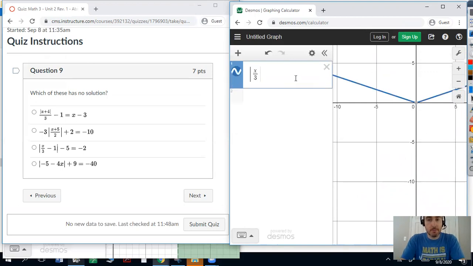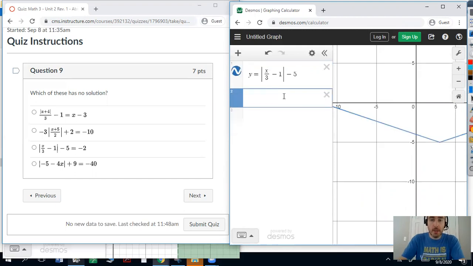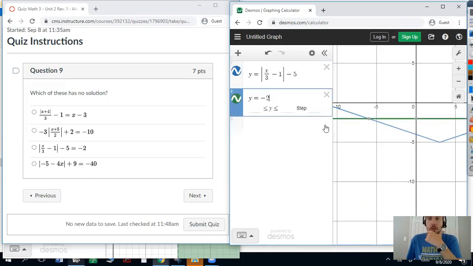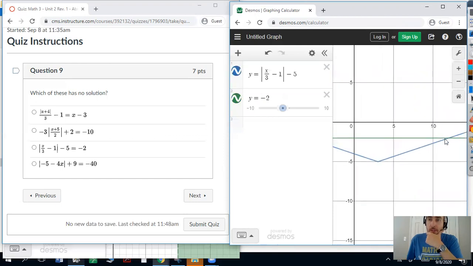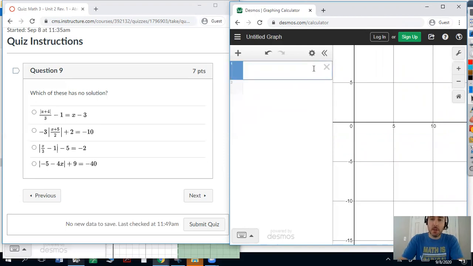Absolute value of x divided, let me start again. Y equals absolute value of x divided by 3, right arrow -1. Close it up, -5. And y equals -2. All right, this one also has 2 solutions, -6 and +12, which means the last one, if we did this right, won't have any solution.